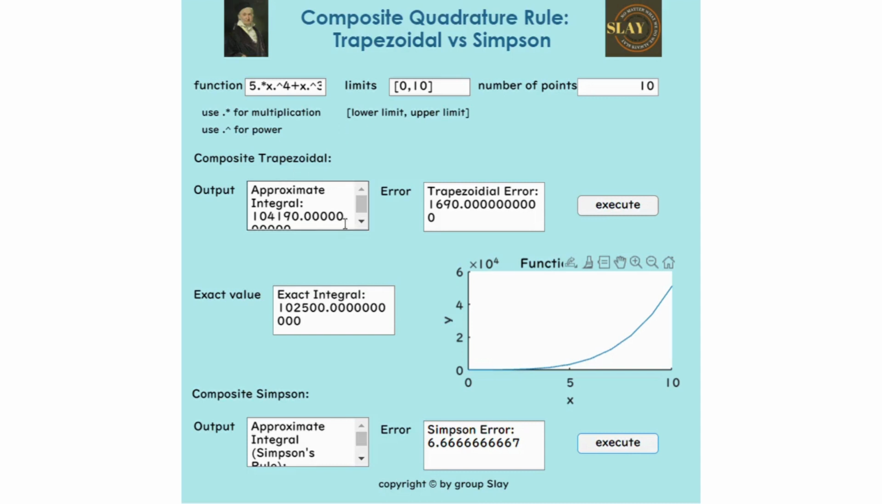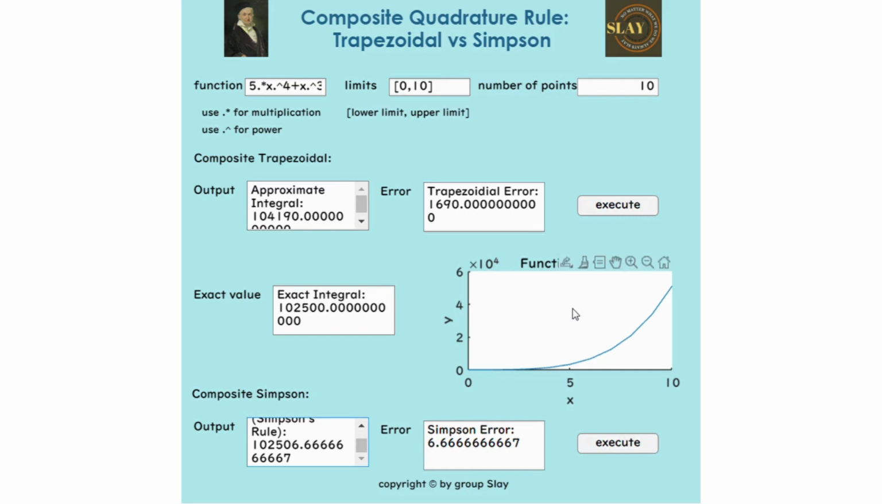Here is the output for the approximate integral using the trapezoidal rule, and here is the output for the composite Simpson rule, and here is the error calculated by the trapezoidal rule, and this is the error calculated by the Simpson rule, and this is the exact integral. As you can see here, the Simpson error is less than the trapezoidal error. So, from here we can conclude that Simpson's rule is more accurate than the trapezoidal rule.